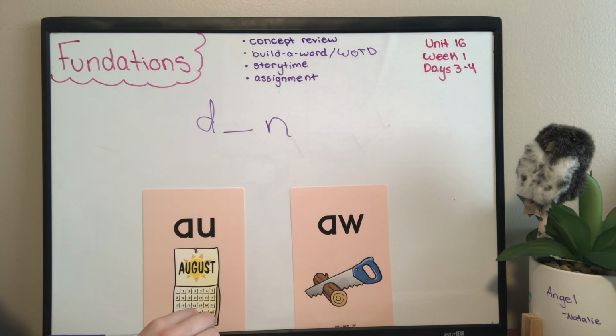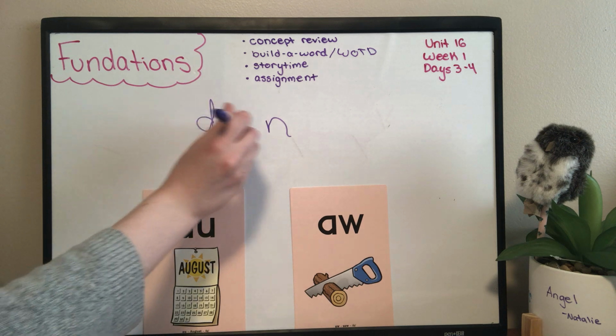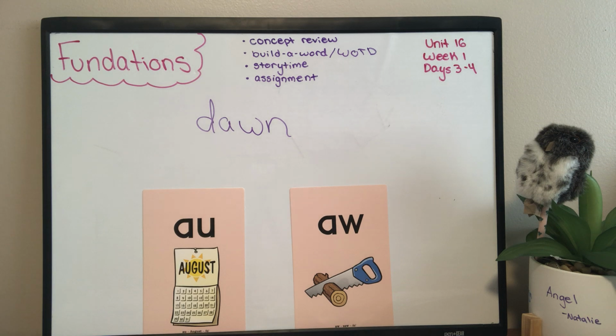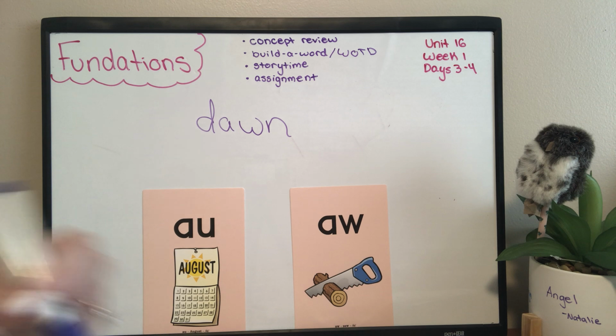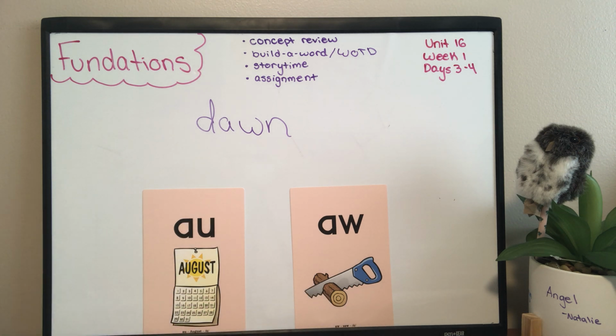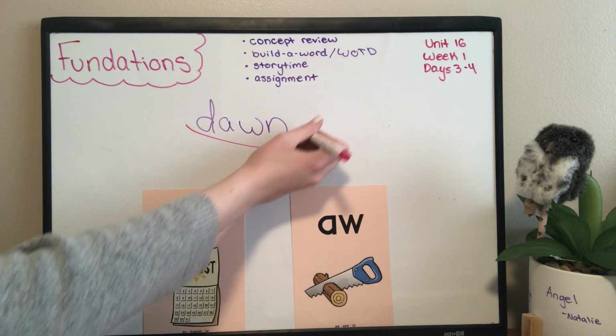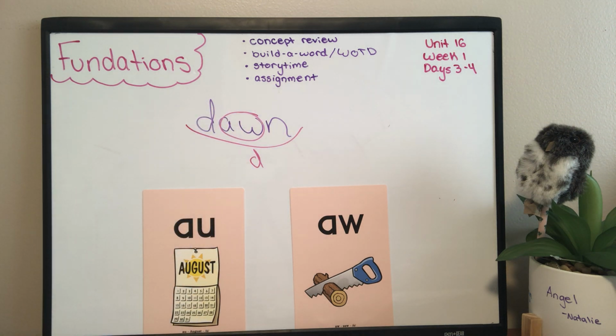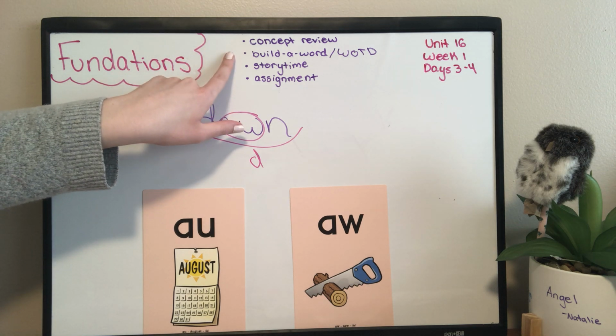So it could be either one here, right? Do you recognize the right spelling of the word dawn? It's A-W. This is where using a dictionary or talking to the people around you or going online to search up your answer is really going to be helpful. Okay? Dawn. Just 1 scoop. Double vowel team. There it is. Awesome. So that is it for concept review, build a word, and word of the day.